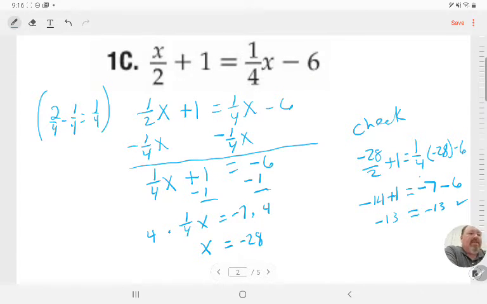Okay, so you can see by the check, we have negative 28 divided by 2 plus 1, which would be negative 14 plus 1, or negative 13. And then 1/4 times negative 28 minus 6: 1/4 times negative 28 is negative 7 minus 6, and that would be negative 13, so it checks. So x does equal negative 28, okay?